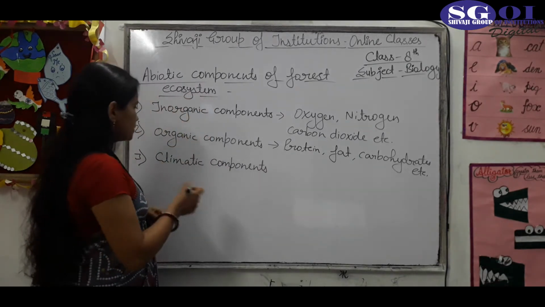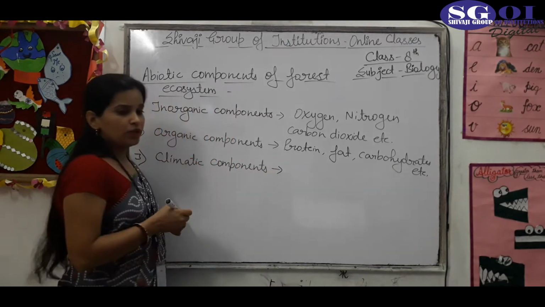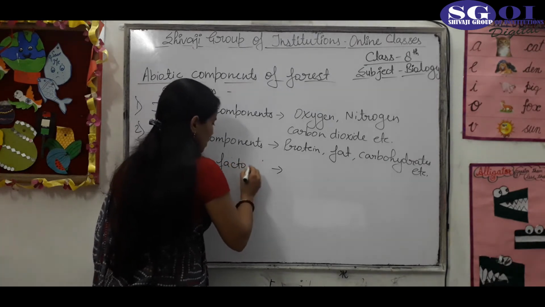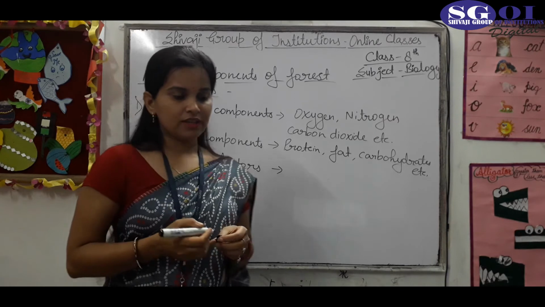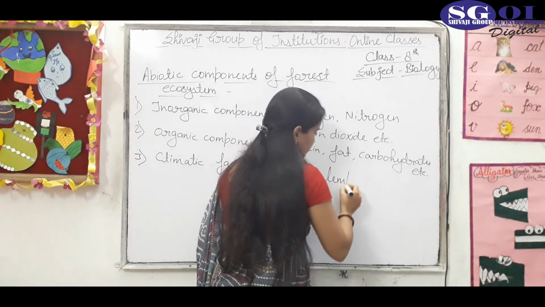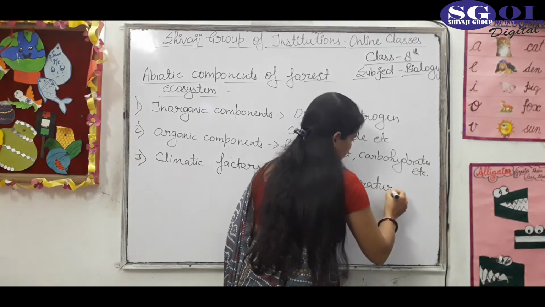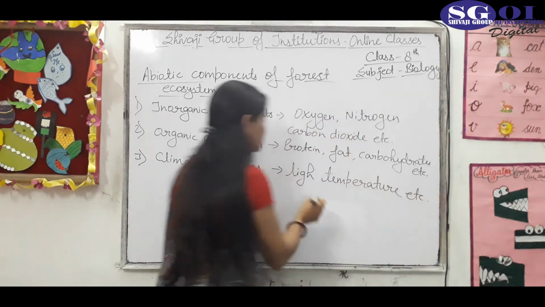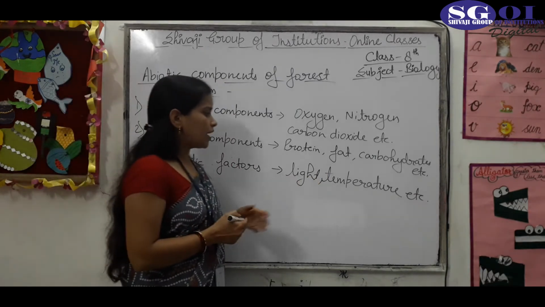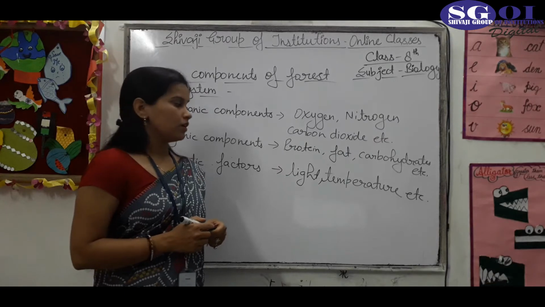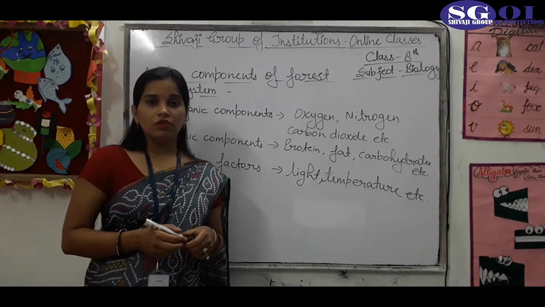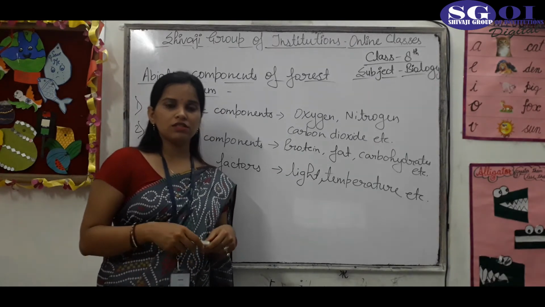Okay students, and next is the climatic components. Climatic components, or we can say climatic factors. So climatic factors are temperature, light, etc. Actually, these factors also play a very important role in any ecosystem, because of the light and temperature and any other climatic factors, the life of the plant is totally dependent on this.